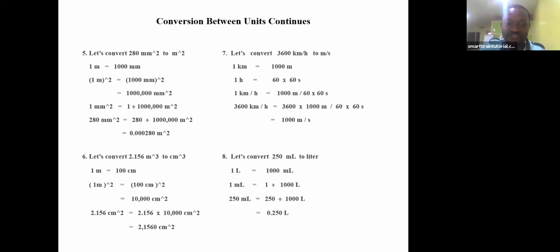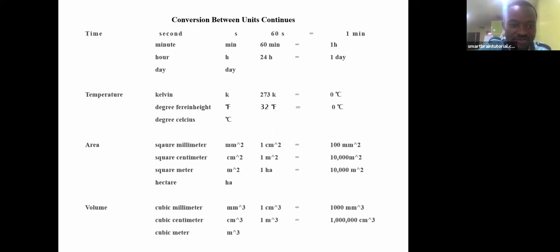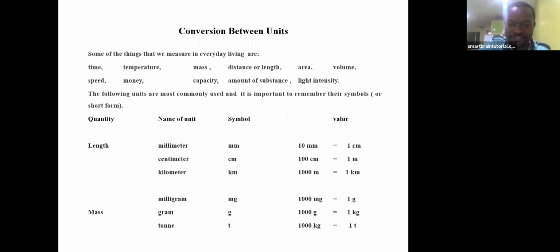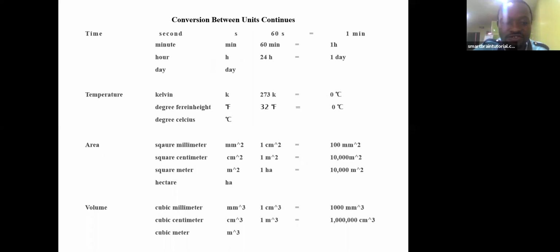Okay, example 5 once more. Let's convert 280 millimeters squared to meters squared. Now, I said earlier on, let me take you back to where we were measuring distance. We said 10 millimeters is equal to 1 centimeter. So if you multiply 10 by 100, it will give you 1,000. So it will now be 1,000 millimeters equals 1 meter. That was where we got this.